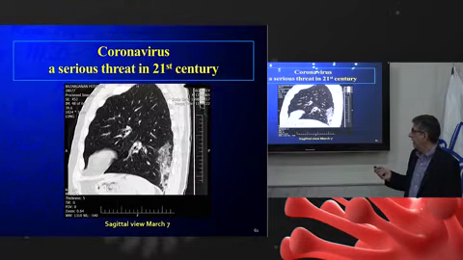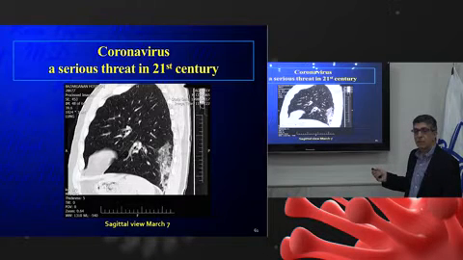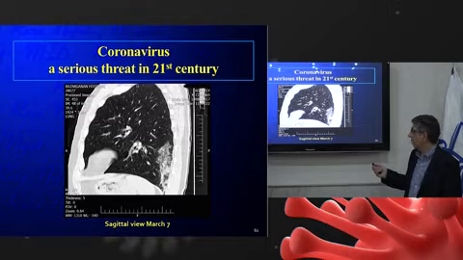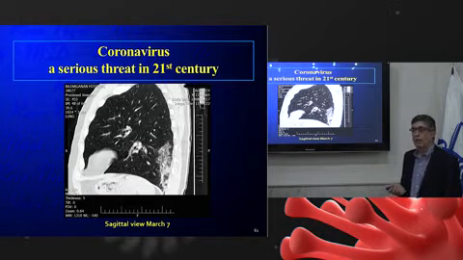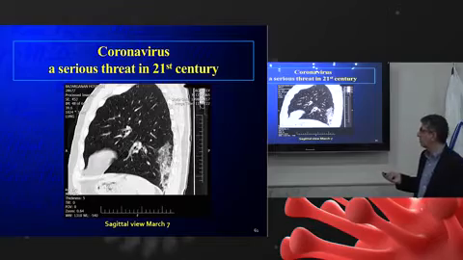Here is the sagittal view of the March 7th CT scan of this patient. You can see that although the lesion has expanded, you can see air bronchogram within it, and the resolution of the consolidation or peribronchial infiltration around this bronchus.